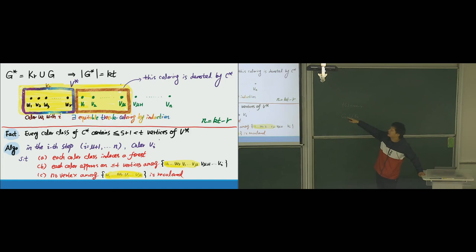because the number of vertices here is K times T. So each color takes exactly T vertices. And we also know that W1, W2, ..., WR take different colors. So if we remove all the new colors, we can get an equitable tree coloring of the graph G.